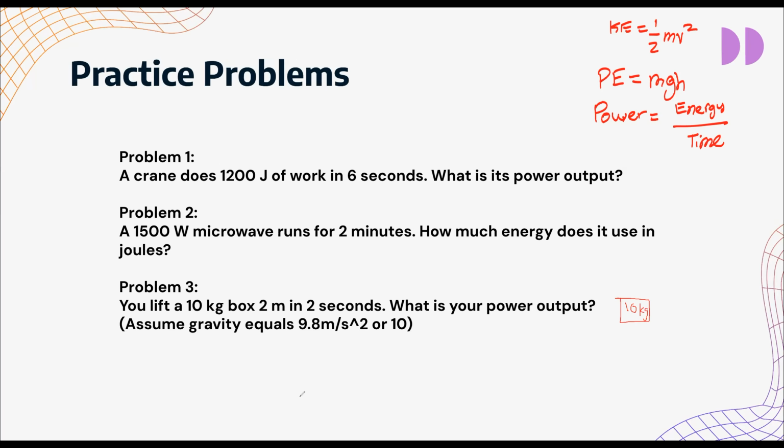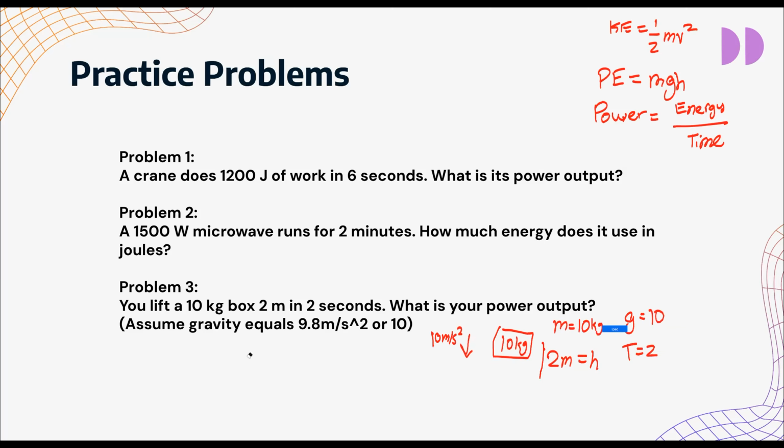Okay, 10 kilograms. Should I just say this is a distance of 2 meters, and I'm going to use 10 meters per second squared, sorry, for g. So m is equal to 10, h is 2, and g is equal to 10.